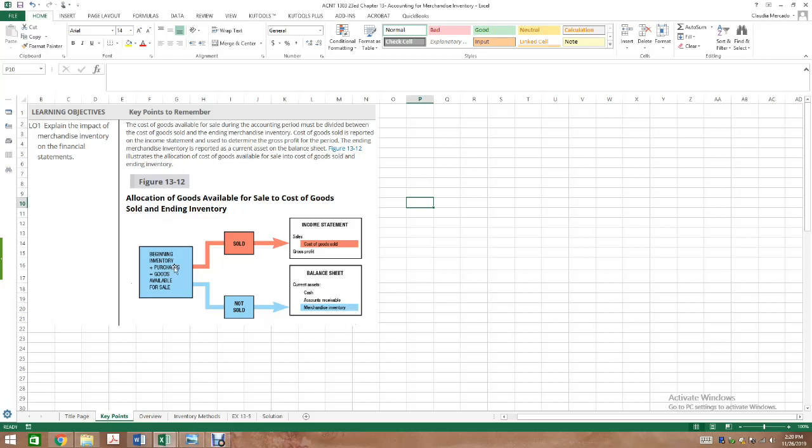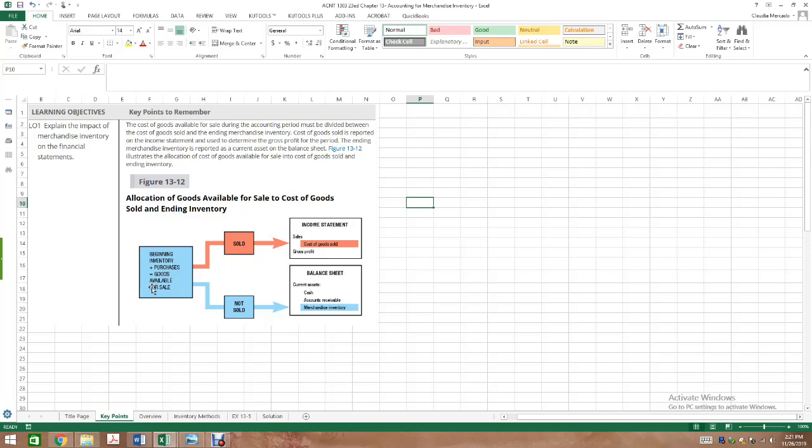So it's very important that we understand. Okay, we're going to start off with our beginning inventory, if we have any. So that's any inventory you had left over from the prior period. You're going to add any purchases, any purchases that were done in the current period. That is going to give you the goods available for sale.